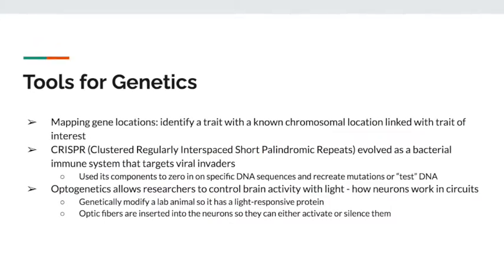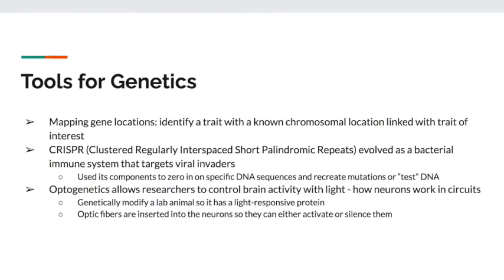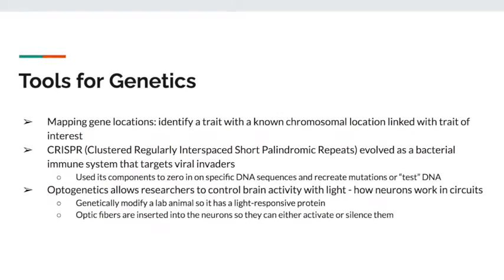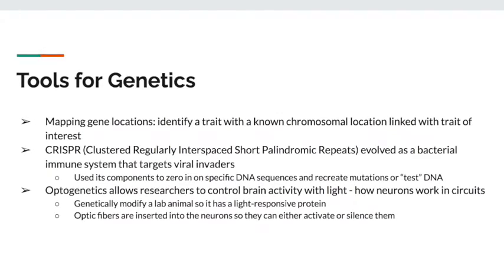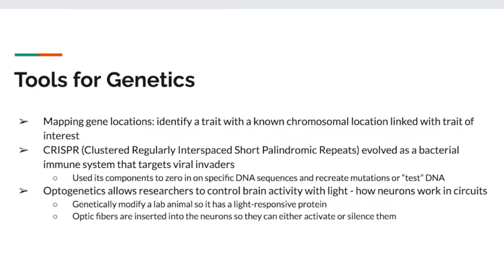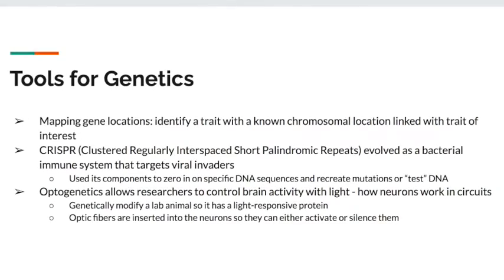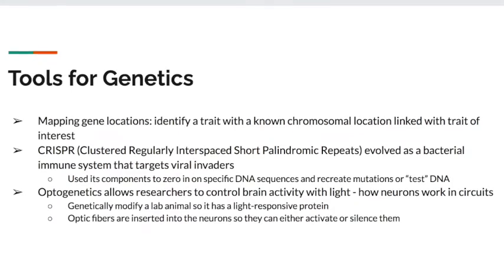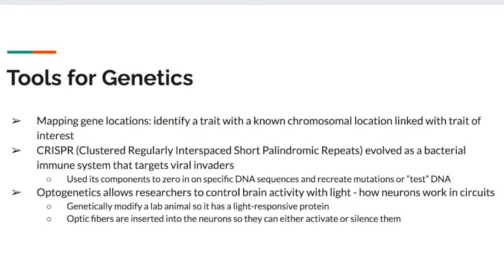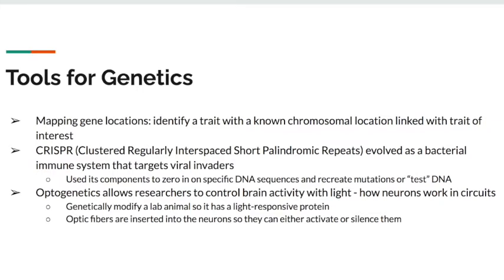Optogenetics allows researchers to control brain activity with light and, for example, see how neurons work in circuits. In optogenetics, a lab animal is genetically modified so it has a light-responsive protein. Optic fibers are then inserted into the neurons so they can either activate or silence them.